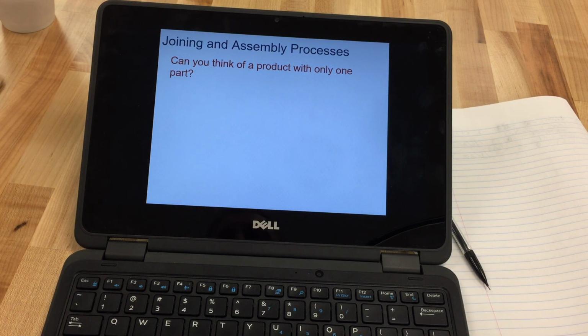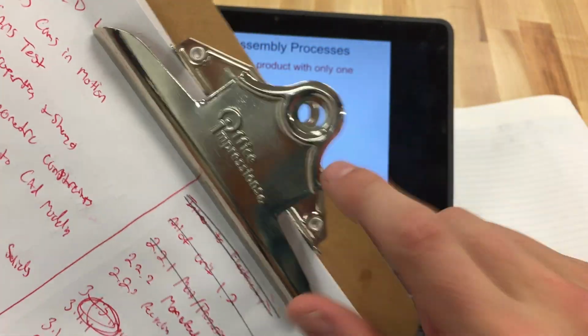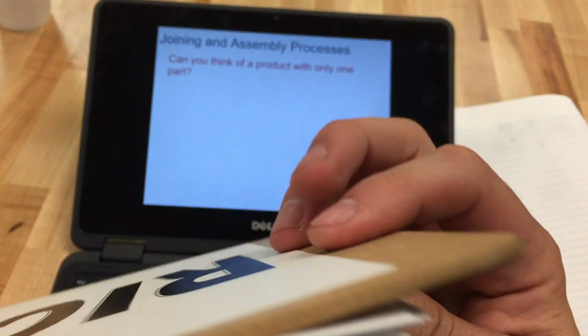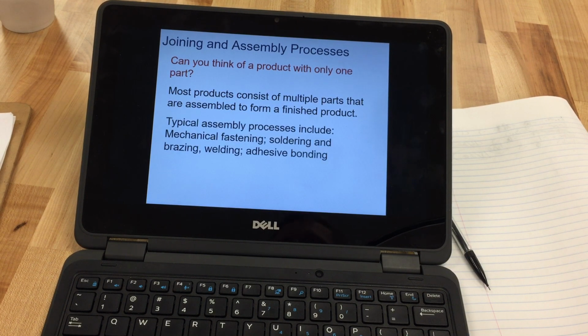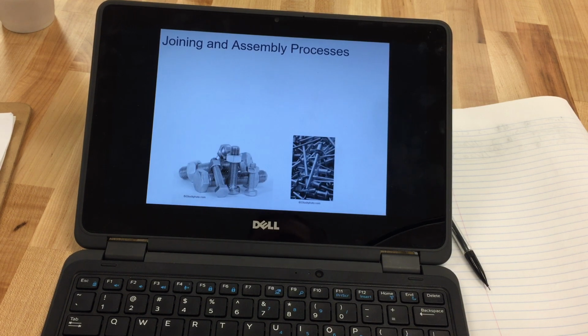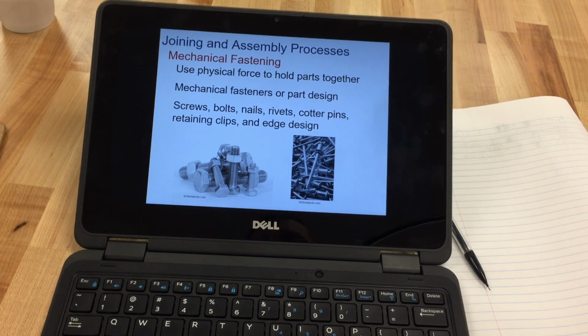My clipboard, which is over here. You have the actual wood part, you have the metal here, and then you have the rivets. The rivets actually allow us to fasten it to the board. So that would be a joining and assembling process. And that could be mechanical fastening, soldering, brazing, welding, adhesive bonding, screws, bolts, other types of fasteners like rivets.